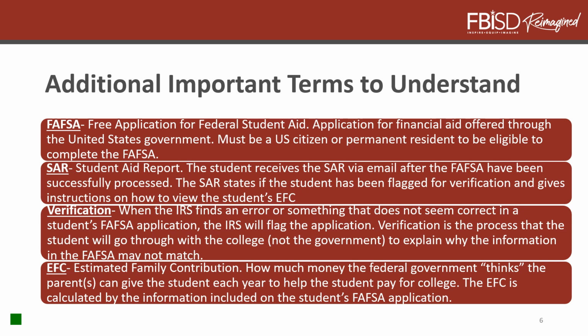So the estimated family contribution is how much the federal government thinks the student's parents can give them each year for college. The EFC can be anywhere between 0, meaning that the family is not able to give the student any money to help pay for college each year, up to hundreds of thousands of dollars, depending on how much income that family has.